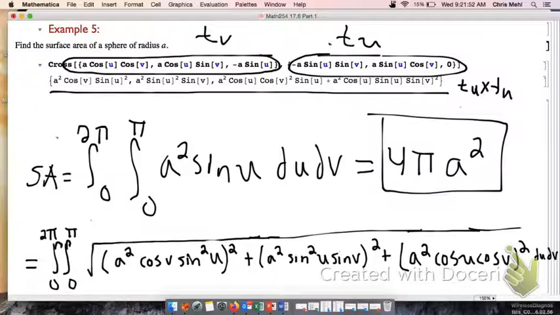And yes, this one would be very tedious to do by hand, so I cheated. I used Mathematica to do the cross product of Tu and Tv. I did plug that all into the magnitude of Tu cross Tv to get that big square root in the integrand. But that does simplify pretty nicely. That whole thing under the radical becomes a to the 4th sine squared u. It looks pretty messy, pretty awful at first, but it does end up becoming pretty nice.